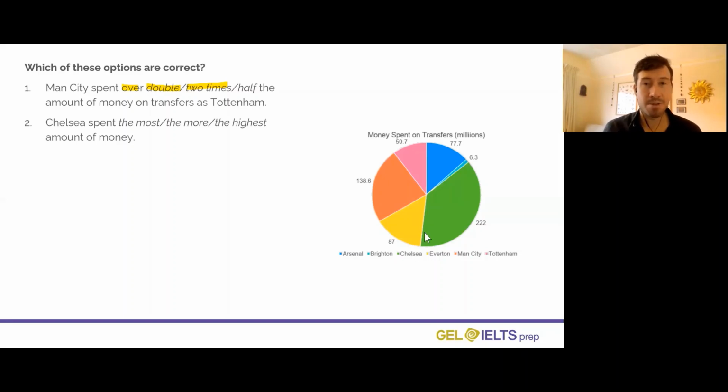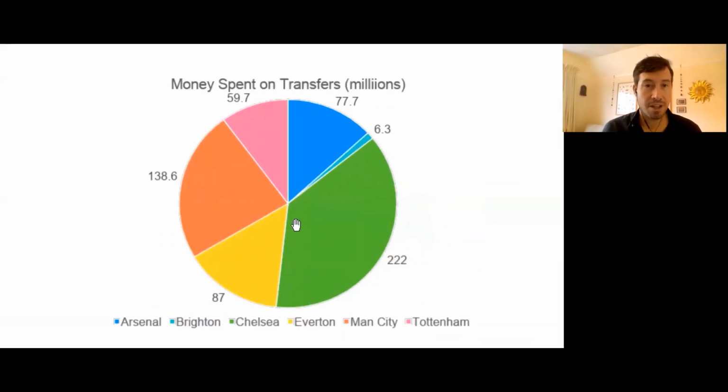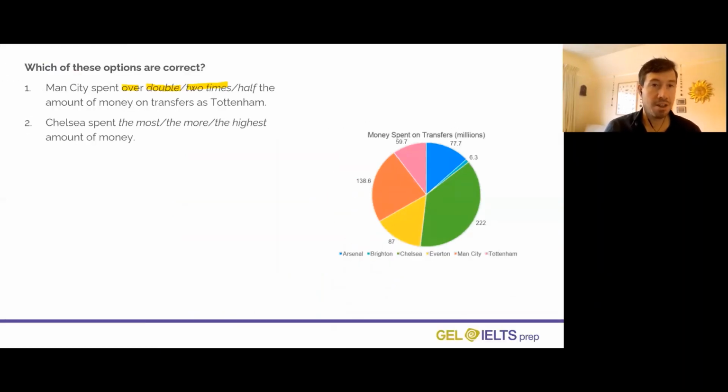Okay, well, if we have a quick look here, we can see that Chelsea did spend the most amount of money. The more, you can't say the more, because the more is when you're comparing 2 things. The most means the number 1 out of all of them. And you could also say the highest amount of money. That would be fine too. Now look at the next question, and again choose the correct options.